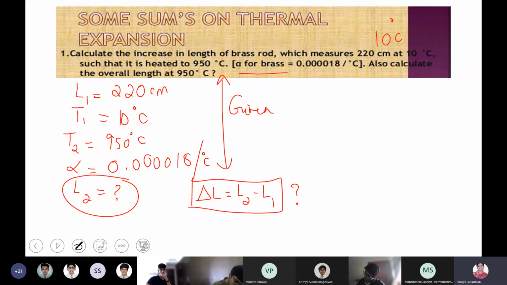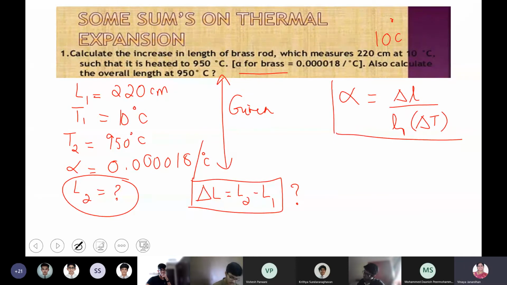Thank you, Krithya. Prasanna, what is the formula for coefficient of linear expansion? Check your previous page. Ma'am, the formula is alpha equals delta L by L1 into delta T. Okay, fine. Now others, please solve the numerical. I'll give you a few minutes.